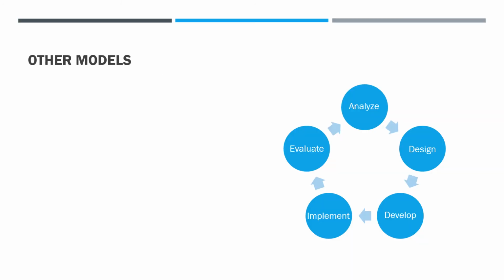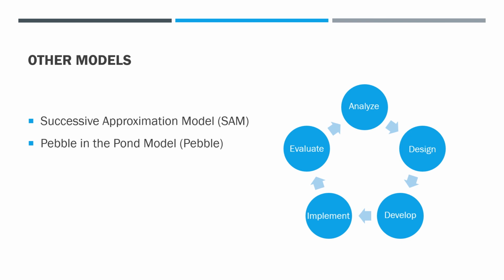There are others as well, and this list is not exhaustive. Each model in its own right has important applications to the field. There are the Successive Approximation Model, or SAM, the Pebble in the Pond model, also called PEBBLE, the ASSURE model, very popular in K-12 education, and the 4C-ID model, as well as Gagne's model. Interestingly enough, it is the ADDIE model, one of the first, that tends to be the most used by instructional designers. Stefaniak and Zhu, 2020.